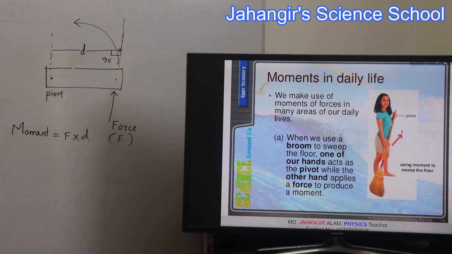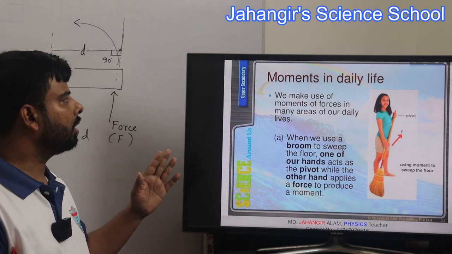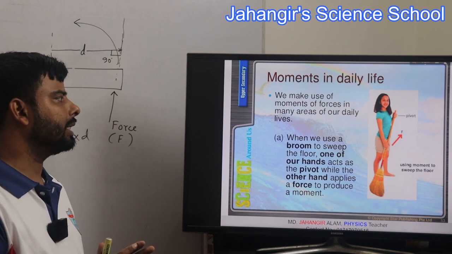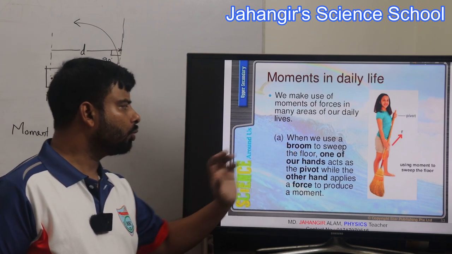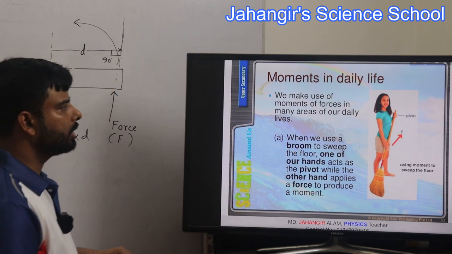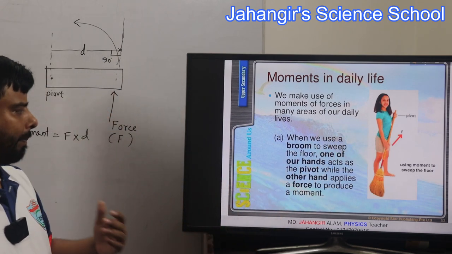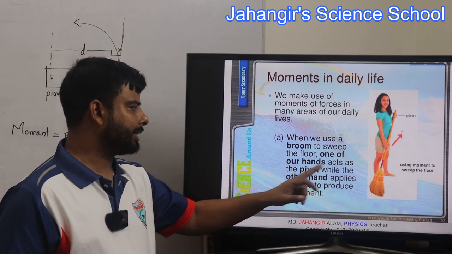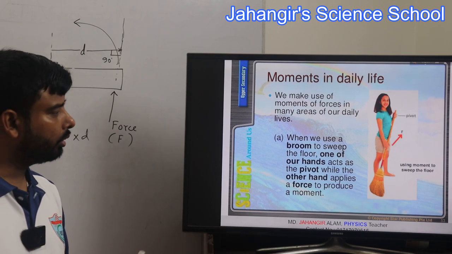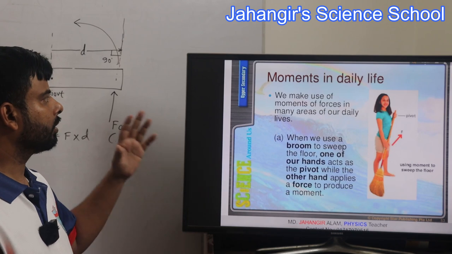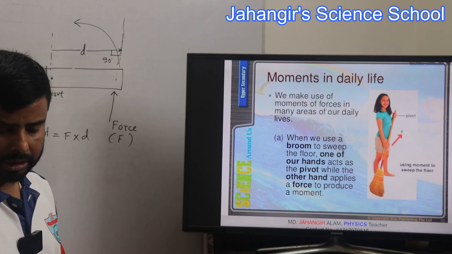Moments in daily life. In our daily life, we use turning effect of force. We make use of moments of forces in many areas of our daily lives. When we use a broom to sweep the floor, one of our hands acts as a pivot while the other hand applies a force to produce a moment. So this technique, turning effect of force, makes our life easier.